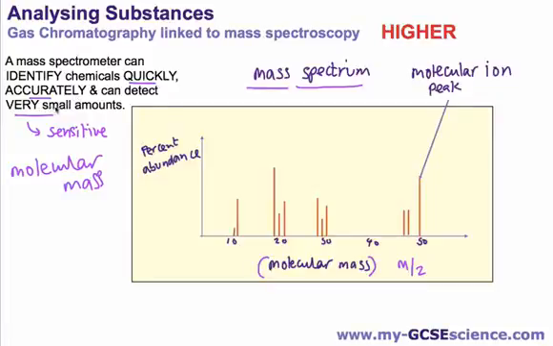So that's an overview of a second method we can use to analyze substances, called gas chromatography linked to mass spectroscopy.